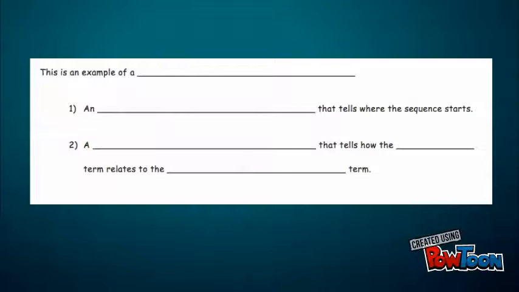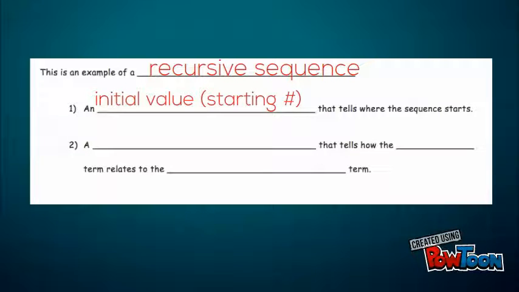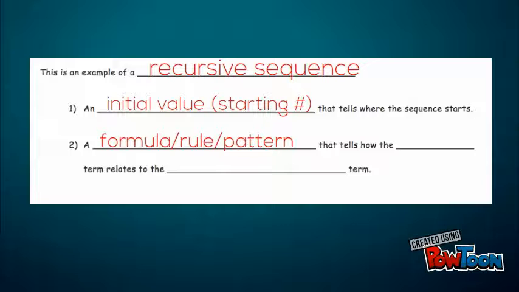This is an example of a recursive sequence. In a recursive sequence, there are 2 key pieces of information that we need to be able to write it. The first thing we need to know is an initial value, or a starting number, that tells us where the sequence begins. The other thing we need to know is a formula, sometimes called a rule, or also a pattern, that tells how the new or the next term relates to the previous or the old term.